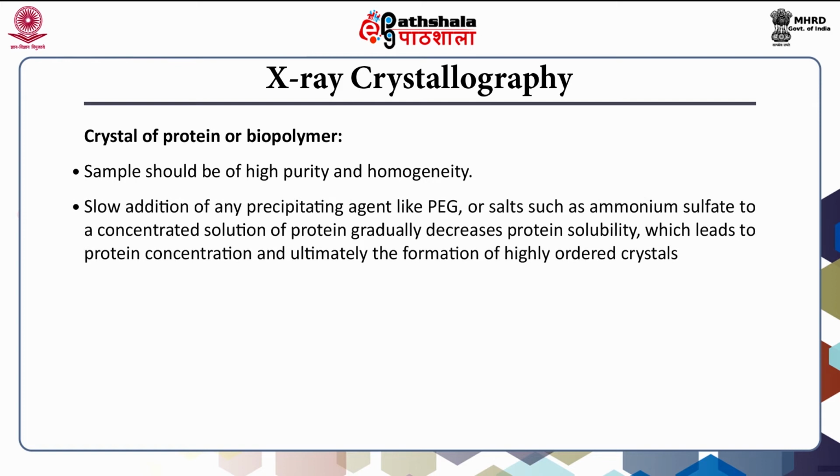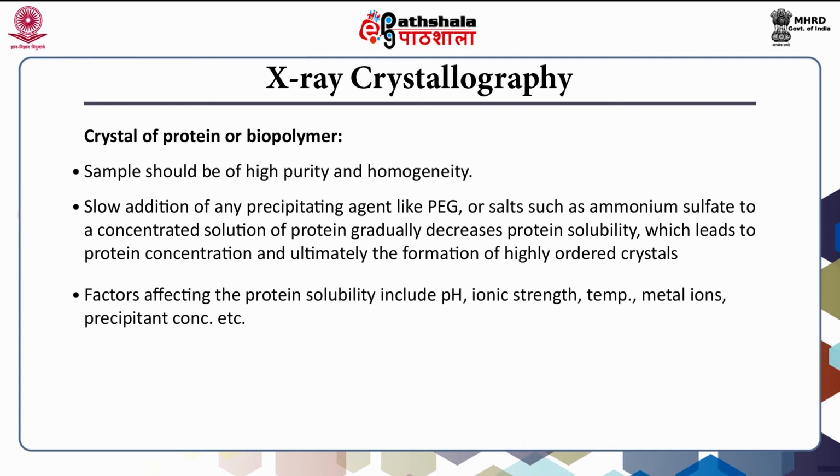First, let us take the concentrated protein solution, and to that slowly we need to add a salt, for example ammonium sulphate, that helps to reduce the solubility of the protein. That reduction of the solubility of protein leads to the formation of highly ordered crystals. For example, myoglobin can be crystallized by using 3 molar ammonium sulphate solution.